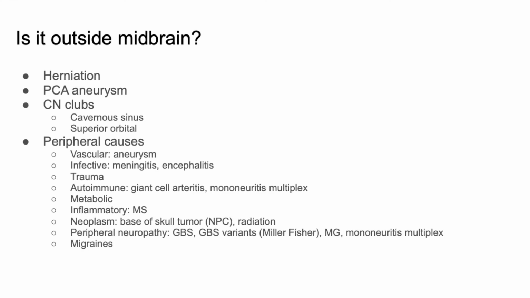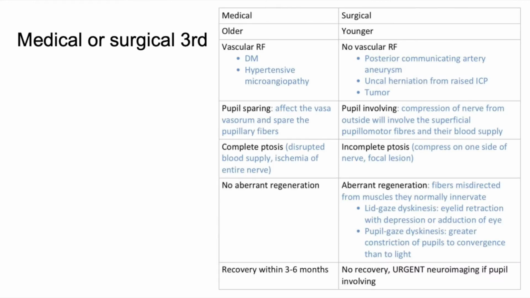Outside the midbrain, there are various causes of a cranial nerve 3 lesion as well, such as herniation, PCA aneurysm, as well as the cranial nerve clubs that involve the cavernous sinus as well as the superior orbital fissure. There are also other peripheral causes, and I've divided them according to the vitamin ABC format. You can also come up with your own mnemonic for it. Lastly, to end off, I have summarized some of the differences between the medical as well as the surgical third nerve palsy here in this slide.